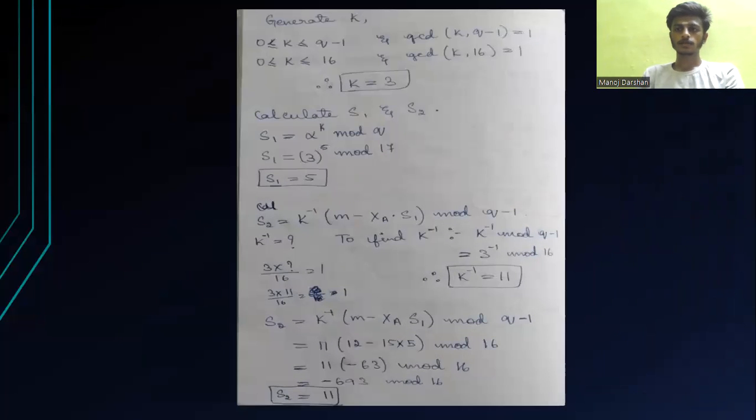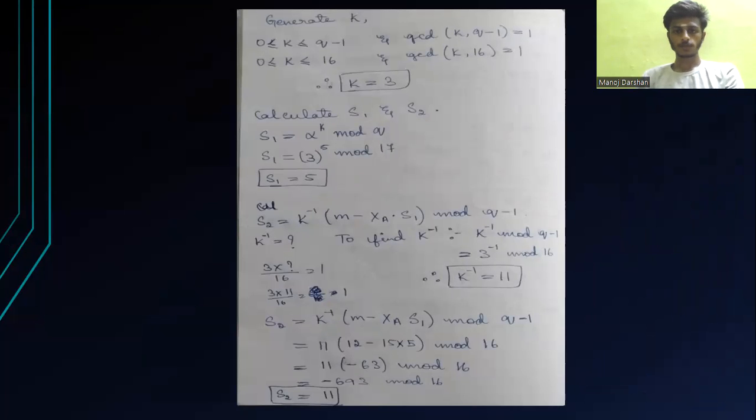Now let's generate a k such that k is greater than or equal to 0 and less than or equal to q minus 1, and the GCD of k comma q minus 1 must be equal to 1. GCD of k comma 16 is equal to 1. After applying GCD, we get k is equal to 3. Let's calculate S1 and S2 here.